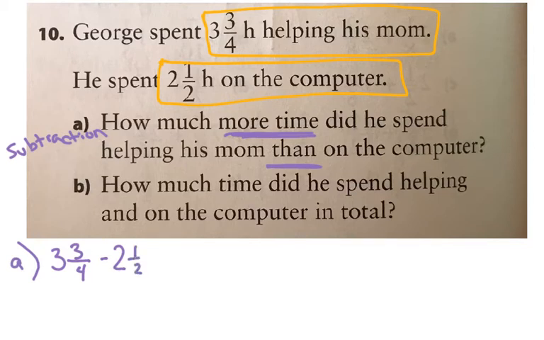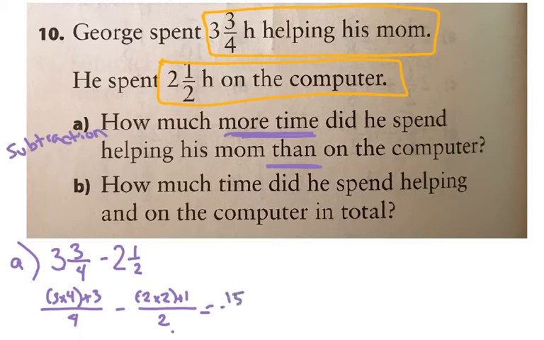Okay, I'm going to change these to improper fractions. So 3 times 4 plus 3 over 4. And then 2 times 2 plus 1. Okay, our new numbers are 12, 12 plus 3, 15 over 4. Subtract 2 times 2 plus 1, 5.